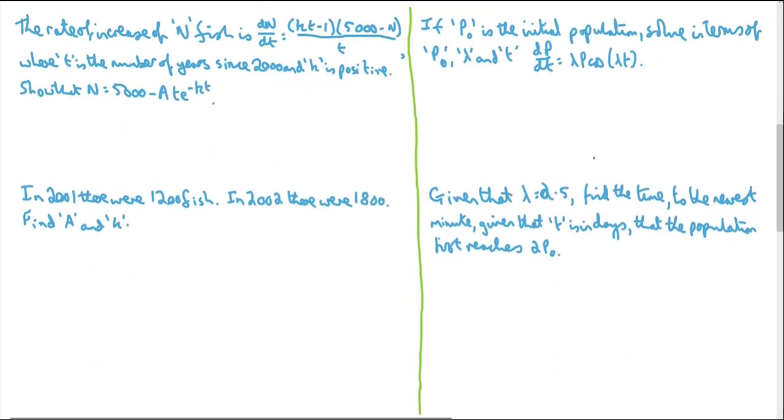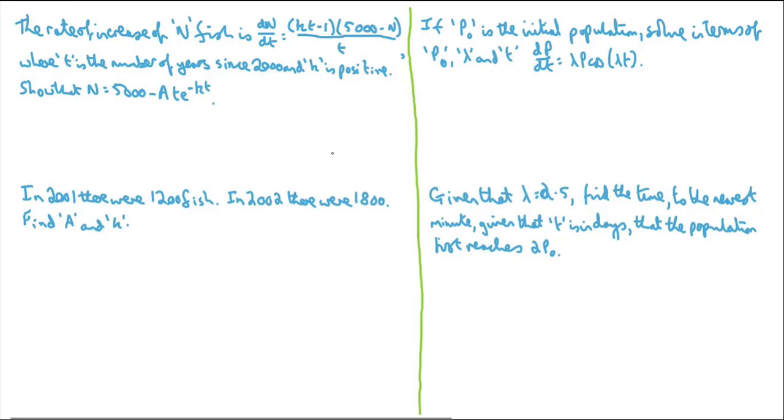So, if say on the left here we had the rate of increase of n fish is dn over dt equals first bracket kt minus 1, close bracket, then the second bracket 5,000 minus n, close bracket, all over t, where t is the number of years since 2000 and k is positive. Show that n equals 5,000 minus at e to the power of minus kt. So, to begin with, because we're going from a differential expression, a dn over dt, to where it's just n on its own, this is telling us we're going to be integrating.